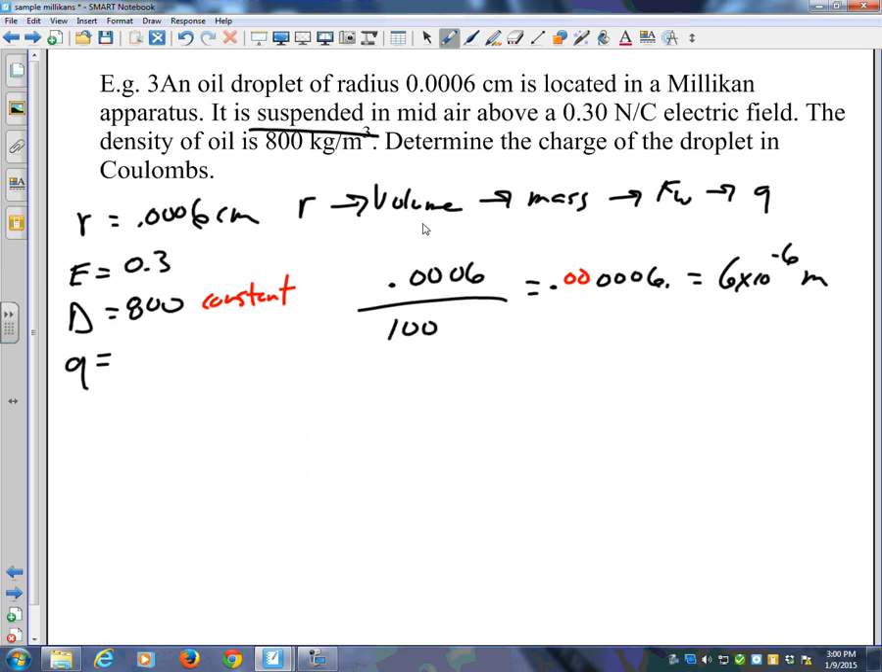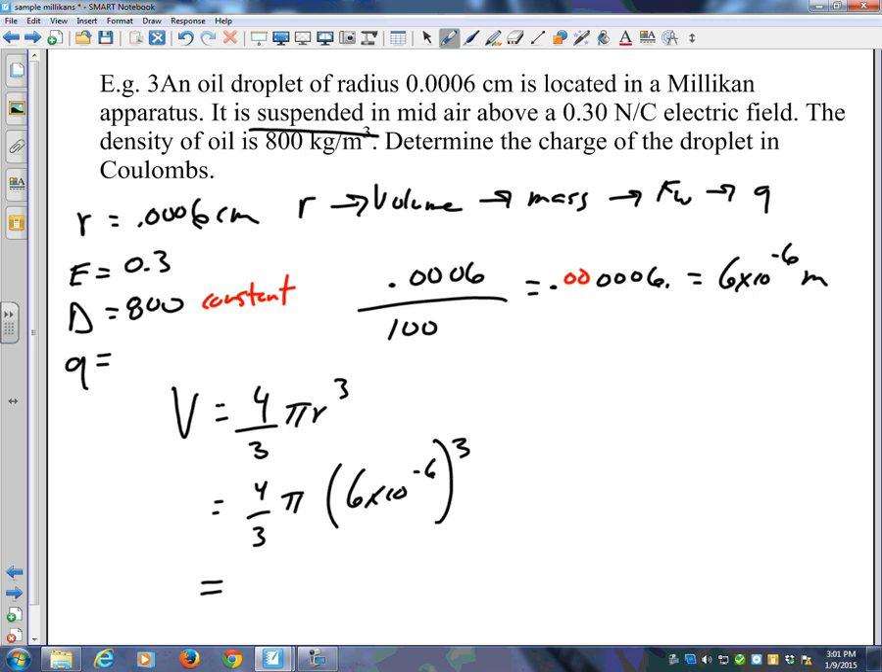Anyone just happen to know how to find the volume of a sphere from the radius? Volume. Oh, 4/3 pi r cubed. Volume of a sphere is 4/3 pi r cubed. You may or may not have ever seen that before. It's basically length times width times height for a circle, right? So it's 4/3 of pi times the radius cubed. 4/3 pi, 6 times 10 to the minus 6 to the power of 3.